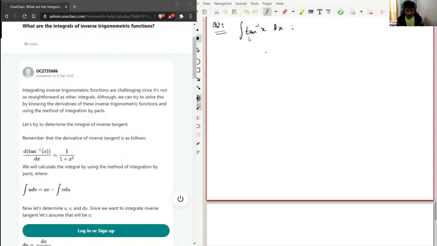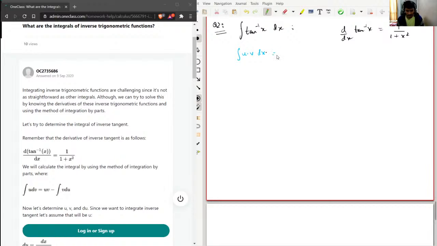For this, first I will write the derivative of tangent inverse x. This is nothing but 1 over 1 plus x square. And now I'm going to do the integration by parts here. The formula for integration by parts is, suppose we have a function u times v times dx. u and v are functions of x only.